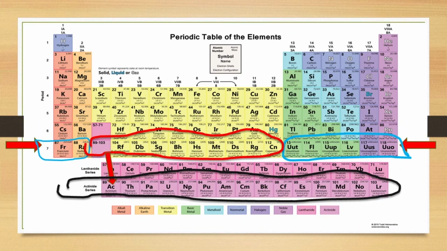Now the last period. This is the 7th period. It contains 32 elements. The atomic numbers are from 87 to 118. And recently 4 more elements have been included by IUPAC. What is the full form of IUPAC? You have studied in 9th standard. Am I right? Yes. IUPAC is the International Union of Pure and Applied Chemistry.